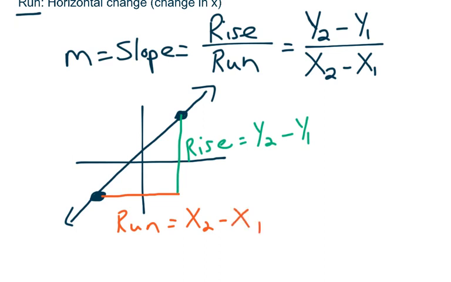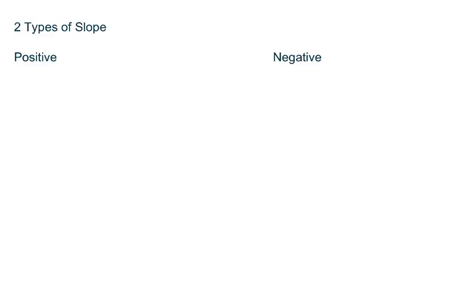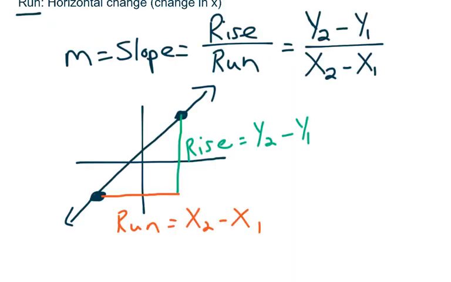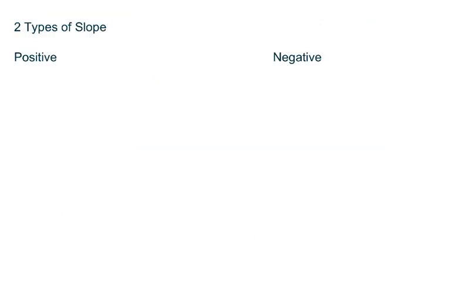Now with slope there are two different types. There are positive slopes and there are negative slopes. Remember, if we're thinking of slope as a fraction, or as dividing, there are two different ways you can get a positive answer. We could take a positive and divide it by a positive. That would give us a positive answer. Or we could take a negative and divide it by another negative.